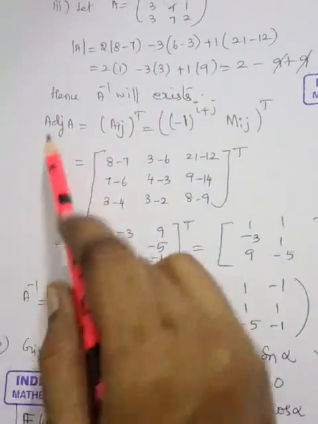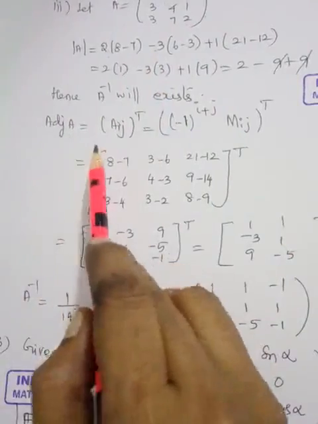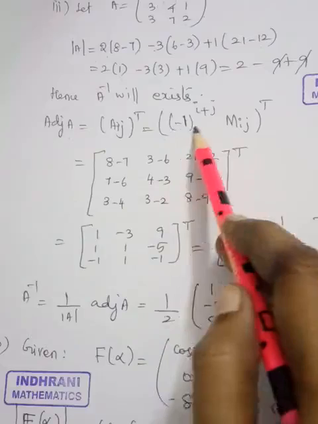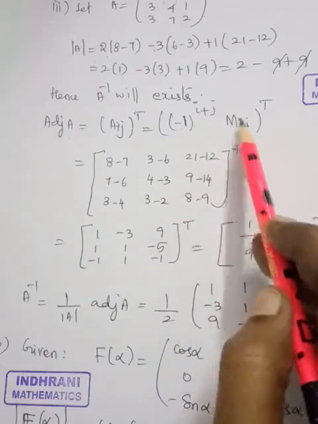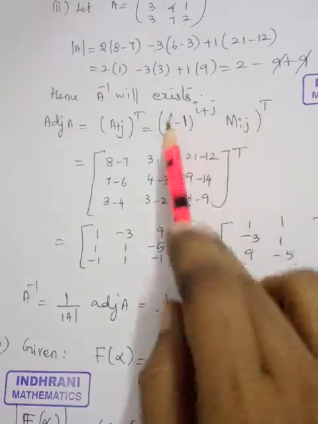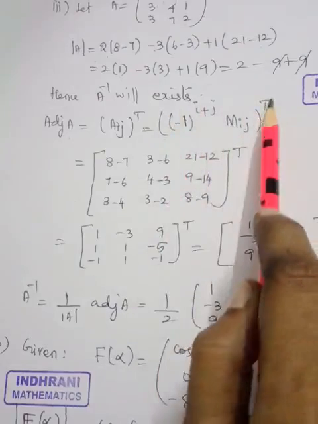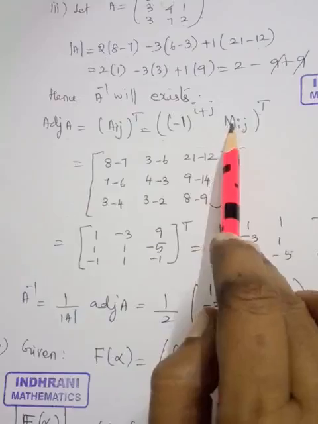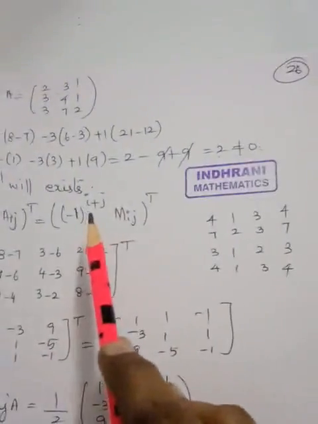Okay. Now we want to find out the adjoint of A. Formula is the matrix Aij whole transpose, that is equal to minus 1 power i plus j into Mij whole transpose. This is called the signed minor whole transpose. For finding the signed minor, we are going to make use of rough work. How will you find rough work?